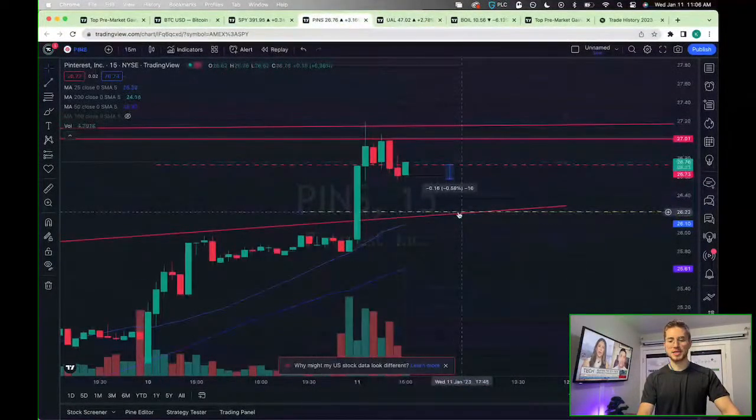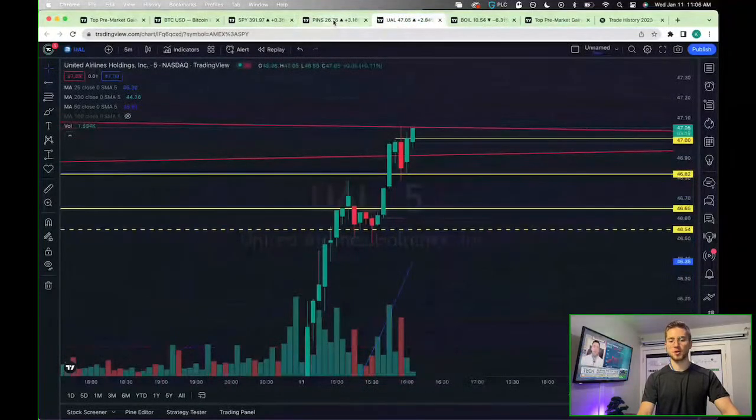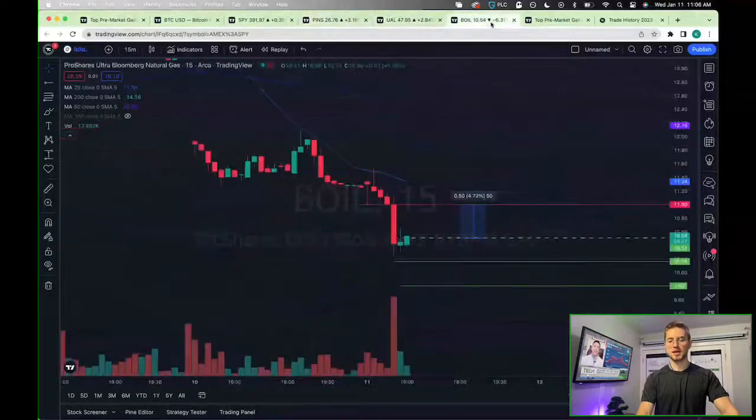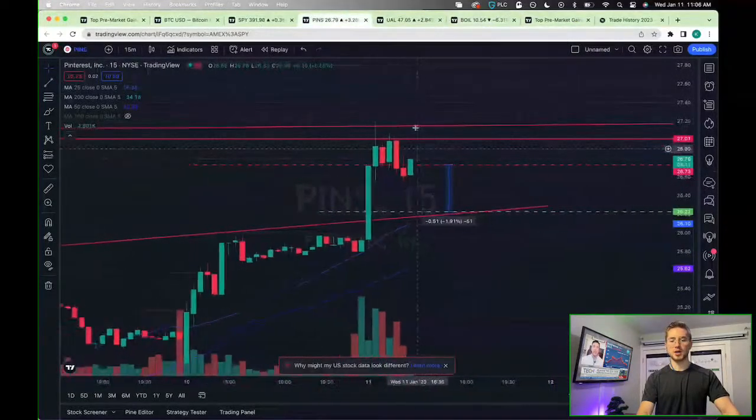Pins, we're slightly out of the money here. We're looking to cover around the 26.22-ish area, so about a 40 to 50 cent gain on pins. So a gain of 30 to 40 cents on UAL, a gain of 40 to 50 cents on pins, and a gain of about 40 to 50 cents on Boyle. So I've given you my targets, my outlines.